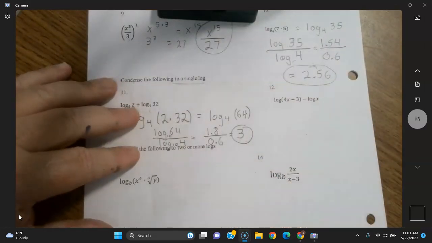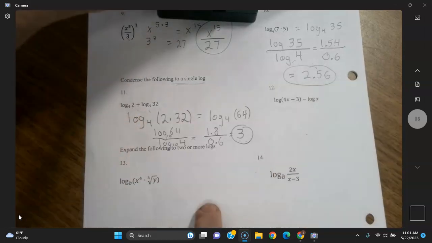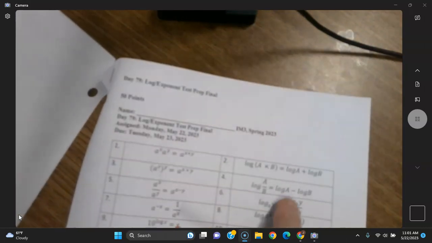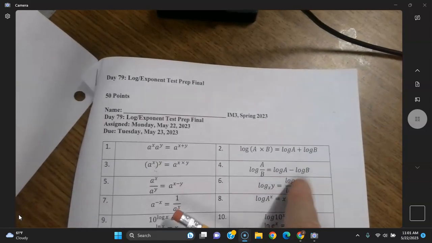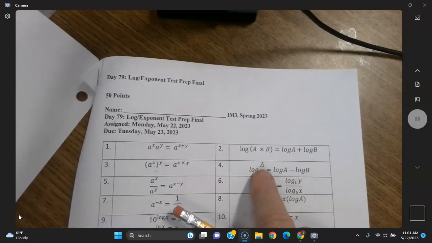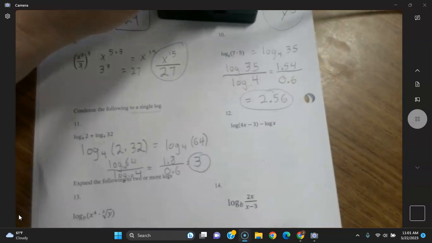This one doesn't. It has variables, so you can't do anything more than condense. So again, we're going to go back to rule number 4 in this case. It says when you subtract 2 logs like that, it becomes a fraction, a ratio of A over B. So this one's pretty simple. You don't have to do much to this one.